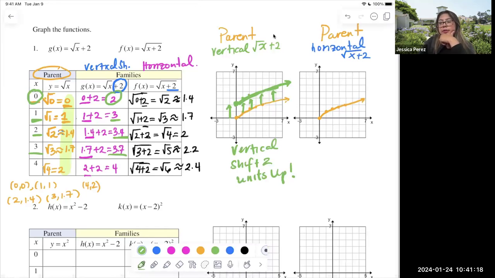Now this one, we're saying we want to know it's horizontally moving. So for this one, the blue, it's 0 and 1.4.